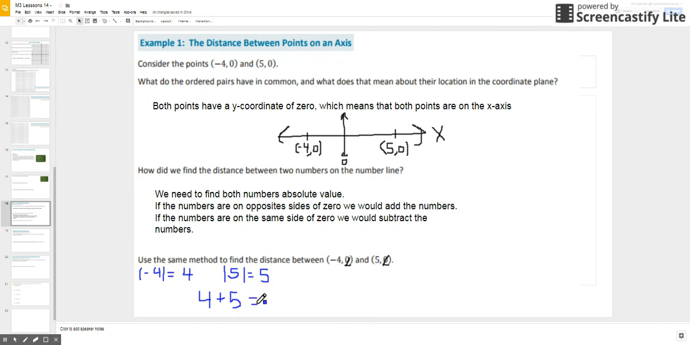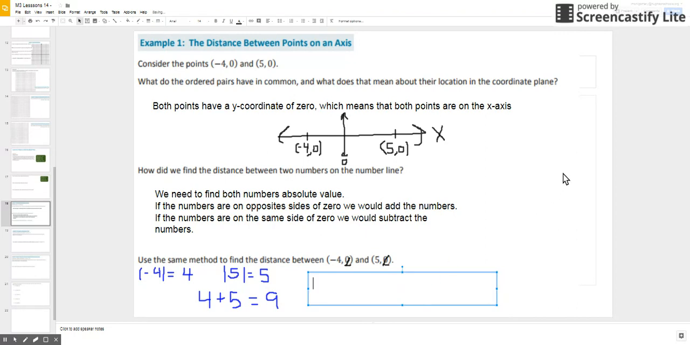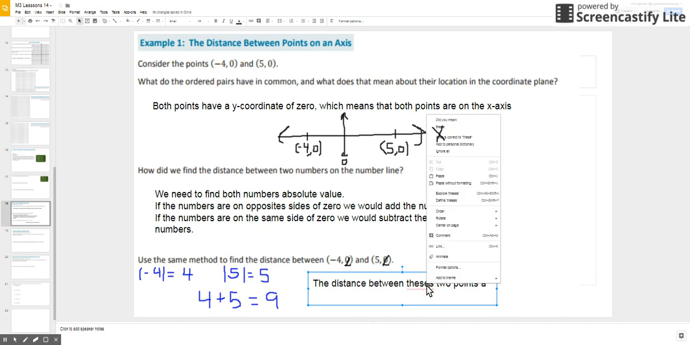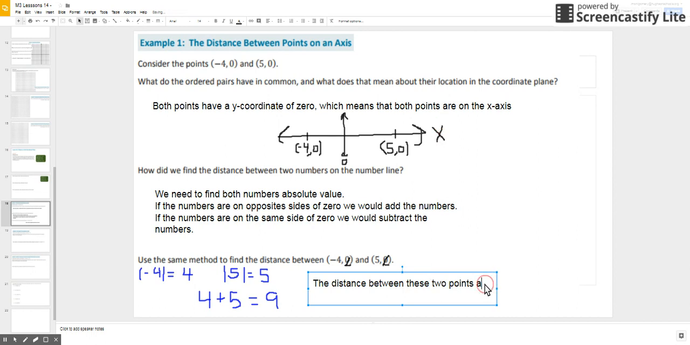So go ahead and write the statement out. The distance between these 2 points is 9 units. All right, so there you go. There would be your answer. The distance between -4, 0 and 5, 0 is 9. So there you go. Go ahead and stop the video and move on to the next one.